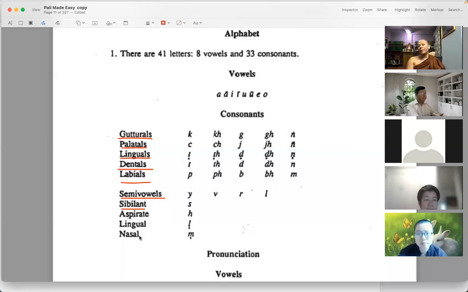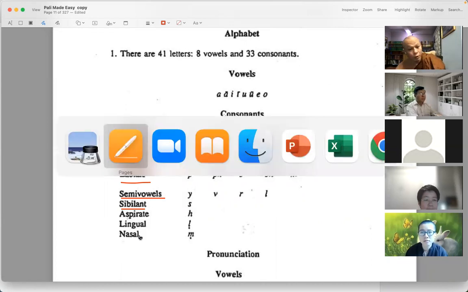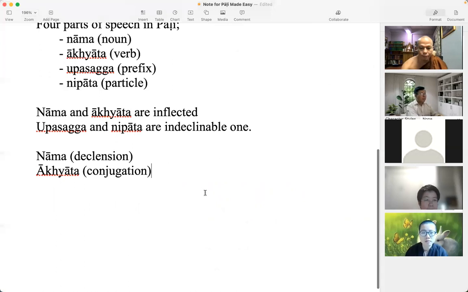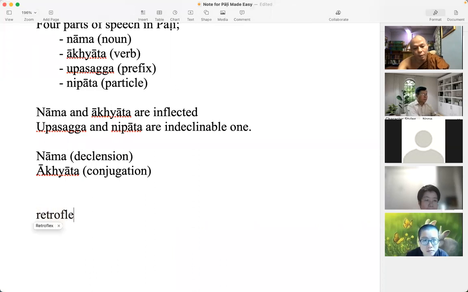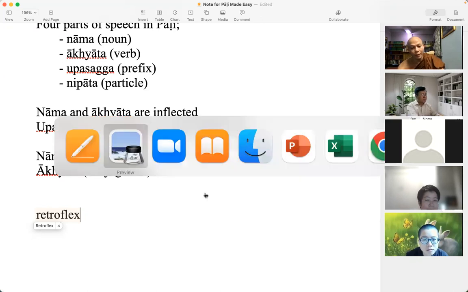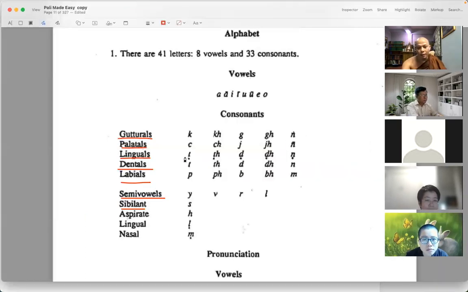Okay. And then lingual. Lingual, or the other term for that, we call retroflex. Lingual is not the very ancient term. Nowadays we use that term, retroflex. So retroflex means when we pronounce those letters, the da, ta, da, da, na, our tongue returns back, turns inside.